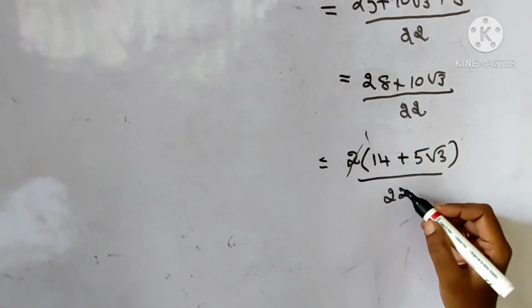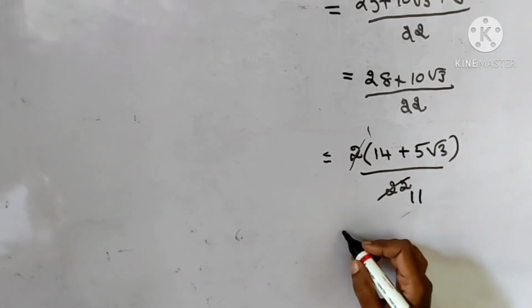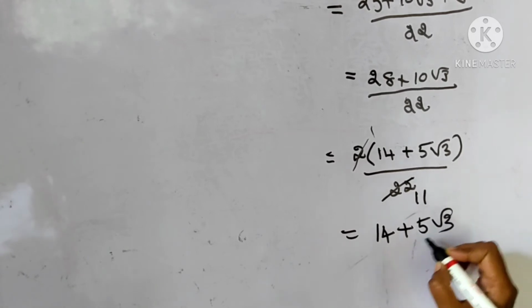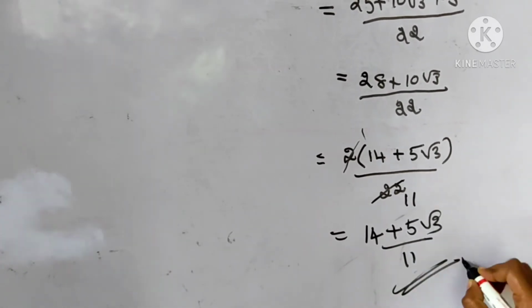Now 1 2 is 2, 11 2s are 22. So the answer is 14 plus 5 root 3 by 11. This is the answer.